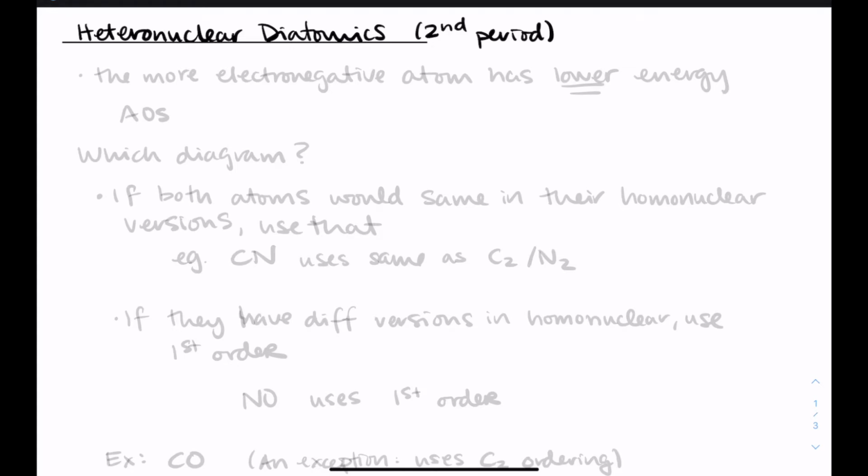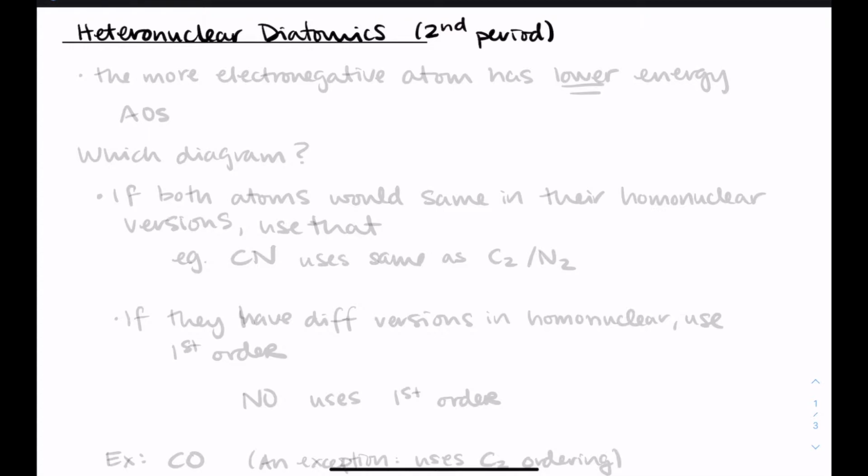All right, so we have to have a little more variety because not everything is a homonuclear diatomic molecule. Let's talk about heteronuclear diatomics. But again, we're just going to stick to the second period. So it has to be a combination of something that is in the second period of the periodic table.